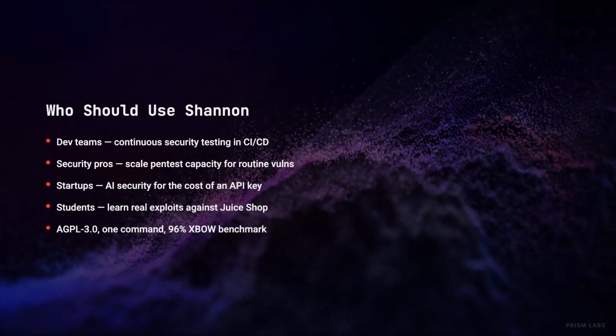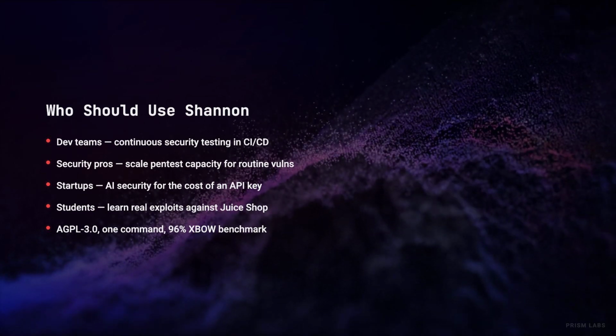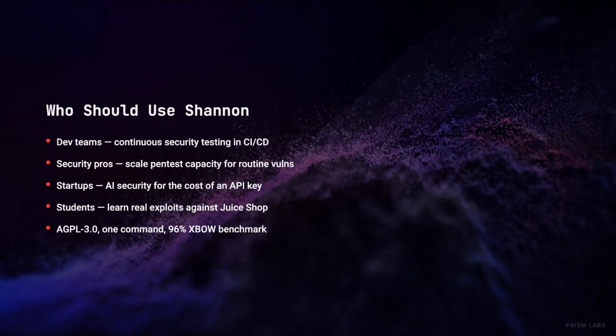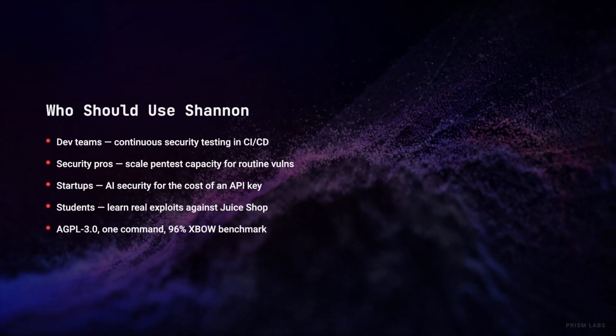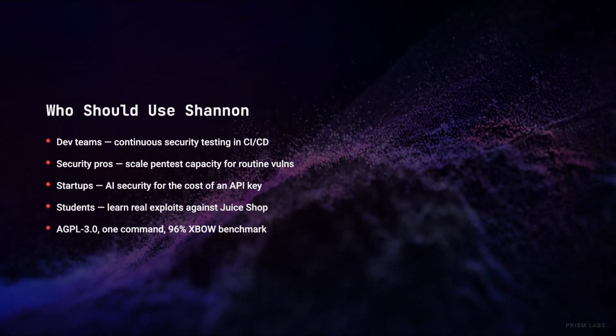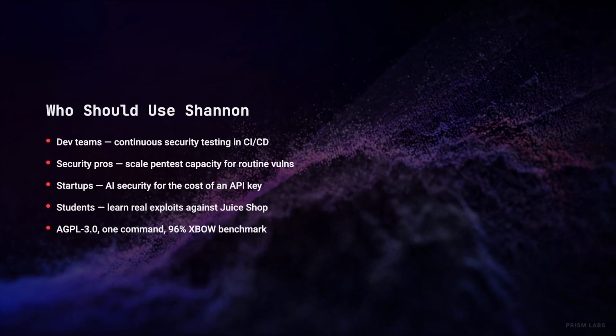If you're a startup without a dedicated security team, Shannon gives you AI-powered security testing for the cost of an API key. And if you're studying application security, running Shannon against intentionally vulnerable apps like Juice Shop is one of the best ways to learn what real exploits look like and how they're discovered.